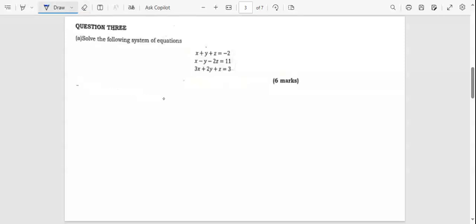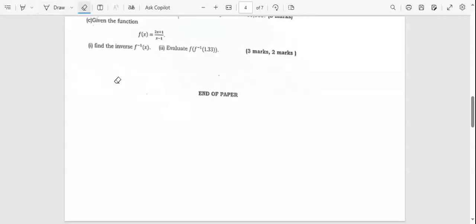Okay, so let's do the last one. I'm sure this will be the last one. No, there are other questions. I don't have a calculator. I don't know how to do it, but we'll try to solve it.